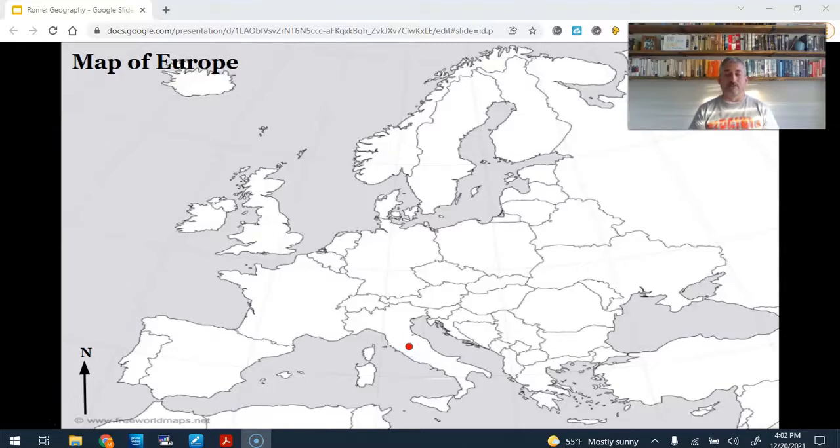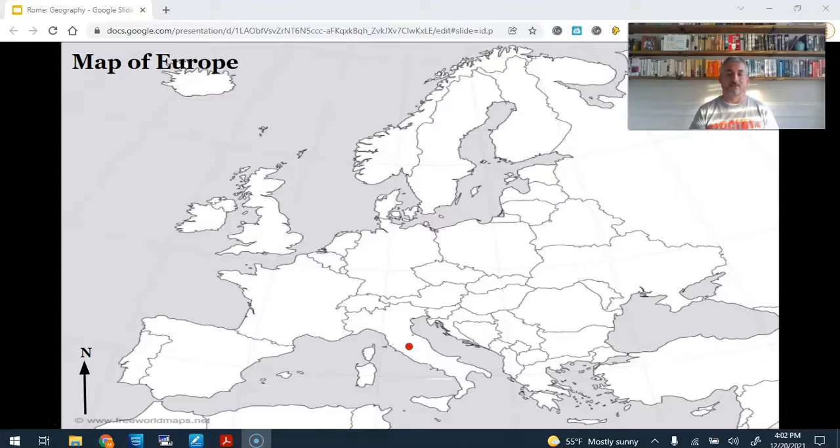There's often going to be a key, which will provide some key details like what cities, counties, towns, railroads, roads, even rivers, how they'll be marked on the map. Now we don't have a key on this map, and that's okay because we don't need one for this particular lesson.